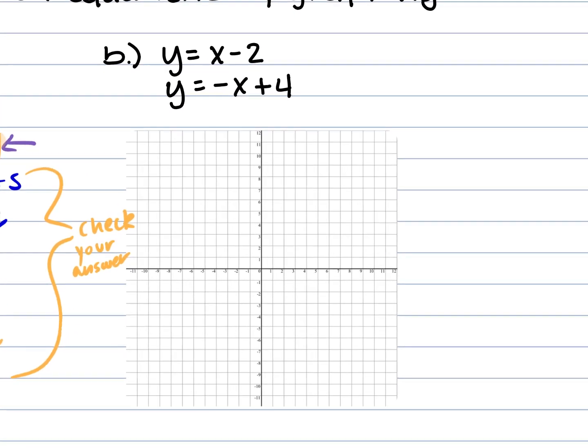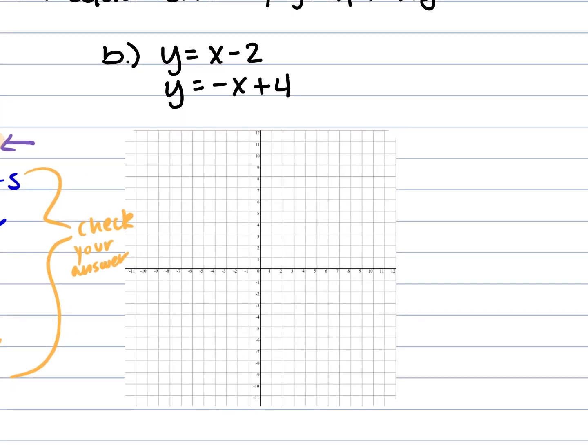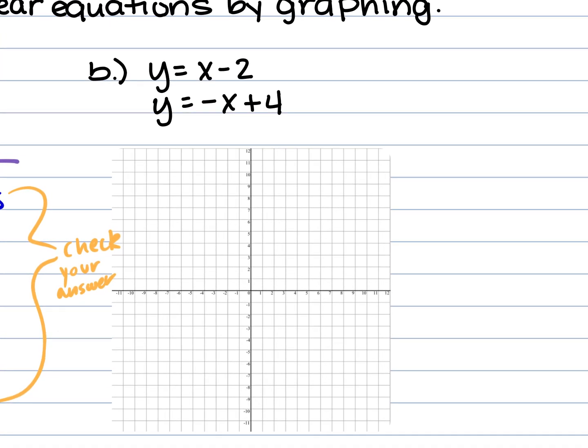All right, let's look at B. So we're going to do the same thing, graph one line at a time. So in the first one, what's my slope? 1. And what's my B? Negative 2. So what would I put first on my graph? A point at negative 2. Always put your y-intercept first. And then how do I show the slope of 1? Up 1 to the right one, up 1 to the right one. I draw my line. So there's the first one.